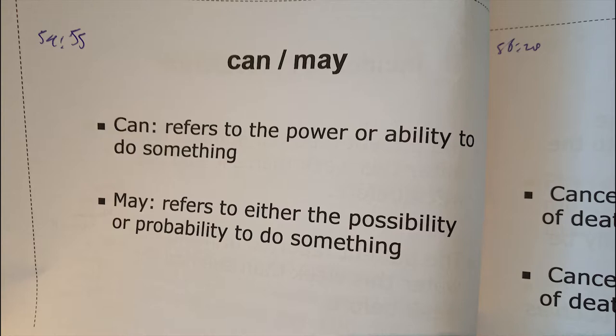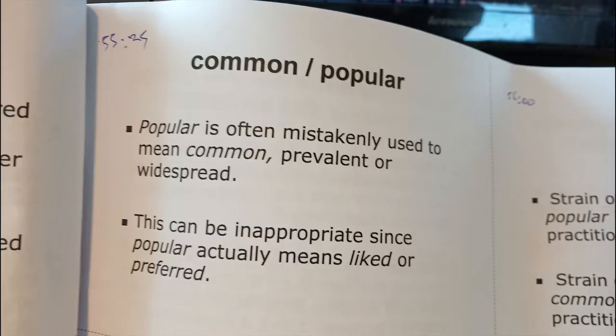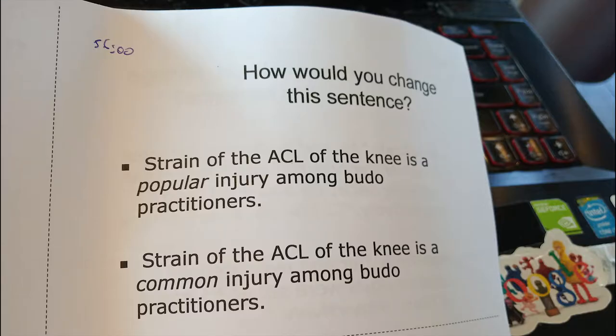Another common mistake I see is popular and common. The words common and popular are often confused. When we say popular, we mean people love it, like pop music, popular music. When you say common, we mean it happens a lot, but we don't know if people like it or not. We're not saying whether they like it. In medical writing, we usually always say common, almost never popular. That's a very uncommon word to use. But let me just show you an example.